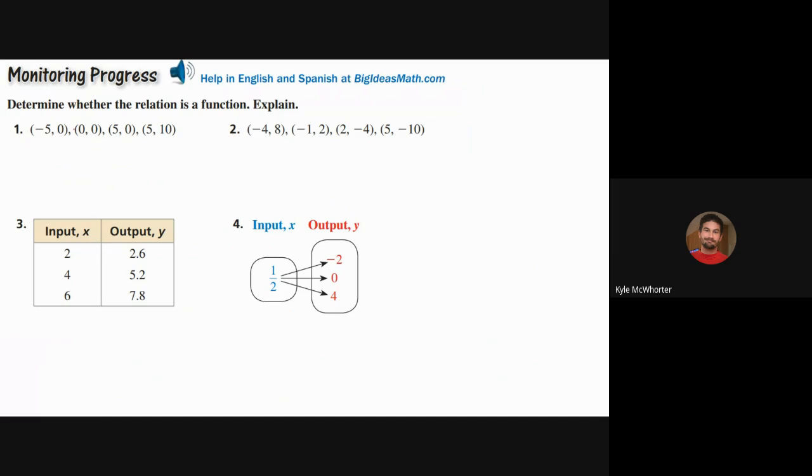All right, so take some time to determine whether these are functions, and then you can check. And if you get questions about these, you can ask during class. So this first one is not a function because you have 5 getting mapped to 0, and then you have 5 getting mapped to 10.